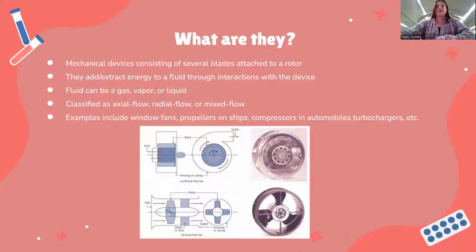And if it's a liquid, you might have to consider cavitation, which is the formation of vapor bubbles if the pressure is changing. Turbo machines are classified as axial flow, radial flow, or mixed flow. And some examples include window fans, propellers on ships, compressors in automobiles, turbochargers, etc.